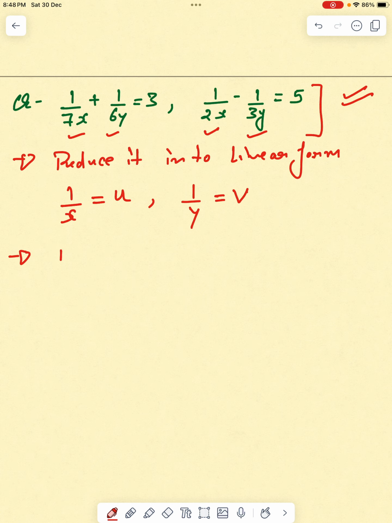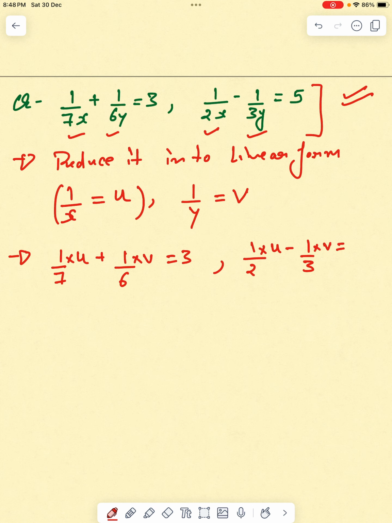1 upon 7x multiplied by u, because I am putting 1 upon x at this place and 1 upon y, which equals v, at this place. Similarly in this equation also, right? 1 upon 6 into v equals 3. Similarly for equation number 2, 1 upon 2 multiplied by u minus 1 upon 3 multiplied by v equals 5. So u upon 7 plus v upon 6 is equal to 3, and u upon 2 minus v upon 3 is equal to 5.